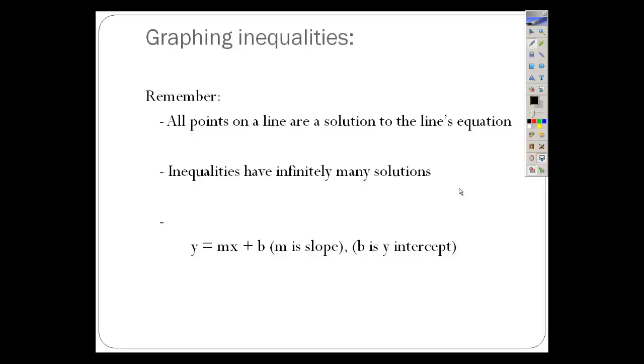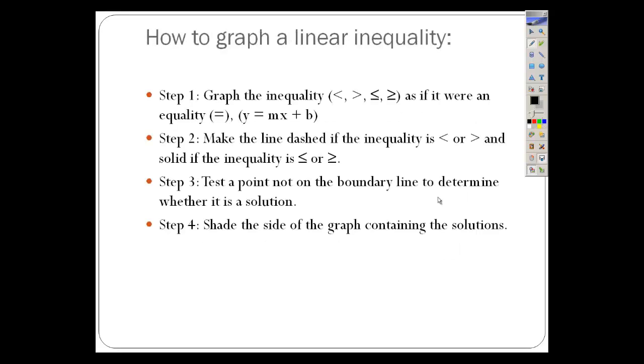Just remember, on a regular line, the only coordinates that are solutions to the line are points on the line. Inequalities have infinitely many solutions, because if I say x is less than 2, there's infinitely many numbers that are less than 2. If I say x is greater than or equal to 5, there's infinitely many numbers bigger than or equal to 5. Just to remind ourselves, y equals mx plus b, that's the equation of the line. You start at the y-intercept, the b value, on your y-axis, and then you move your slope, rise over run. That's very important for today.